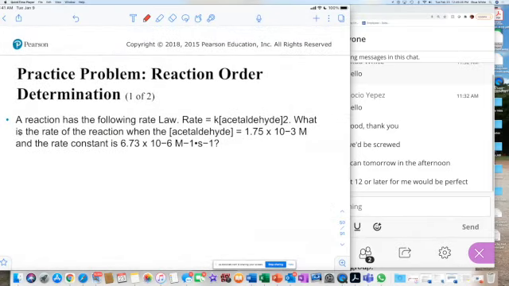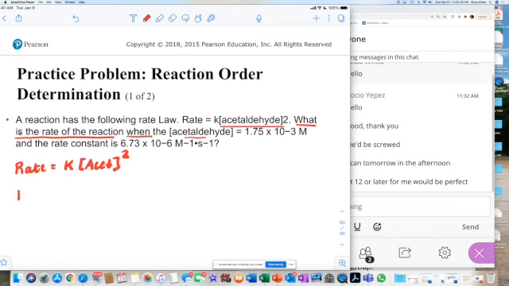Okay, this next one. A reaction has the following rate law. Rate equals K acetaldehyde. I'll just write acet, okay? Acet will be the representation of acetaldehyde. It's a long word to write. Okay, obviously the overall order for this is 2, second order, right? What is the rate of the reaction when the acetaldehyde concentration is 1.75 times 10 power negative 3?